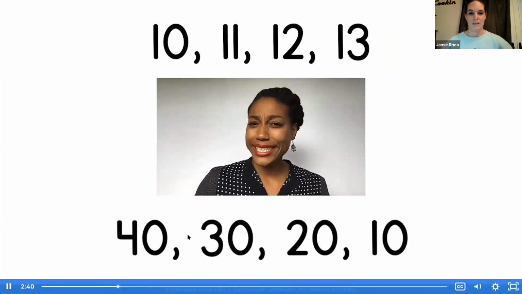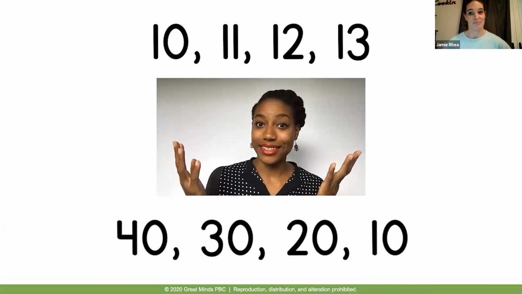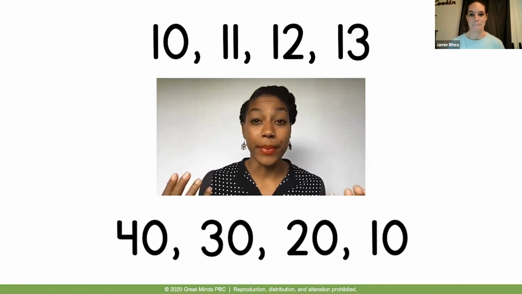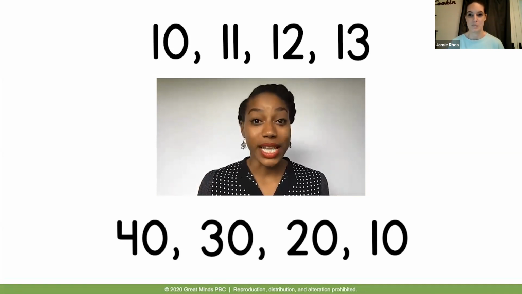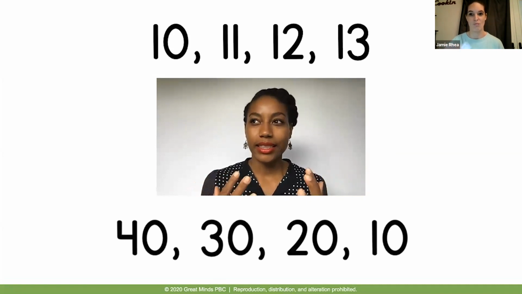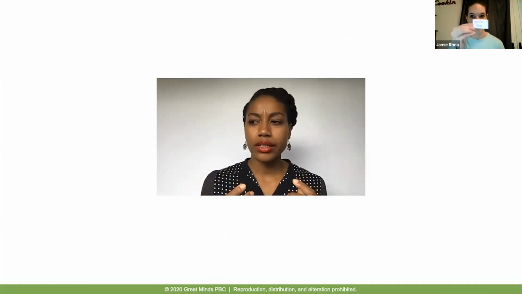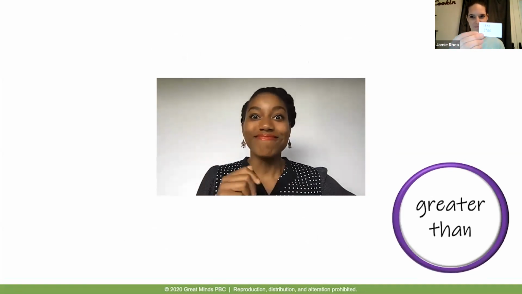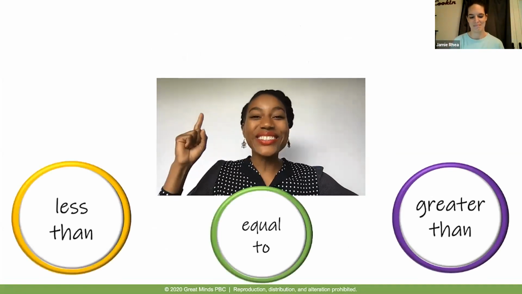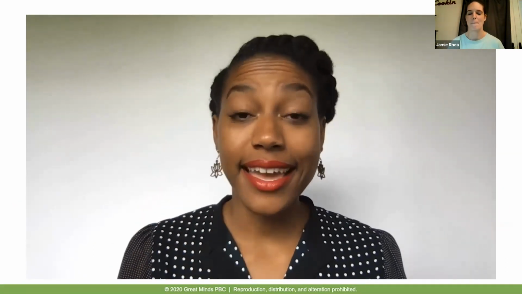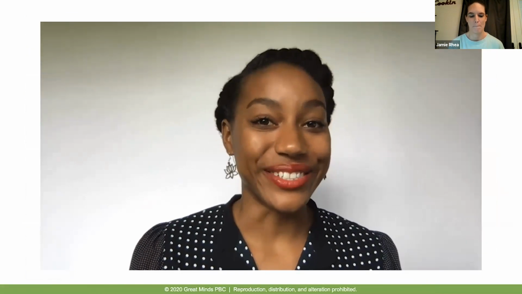Ms. Kaylin, what does goes up mean? Let's use our math language to explain what happens when the numbers get bigger. Who remembers those words that Ms. Curry and Ms. Duckett taught us when we were comparing numbers? It was greater than, less than, equal to. You got it. The words are greater than, less than, and equal to.